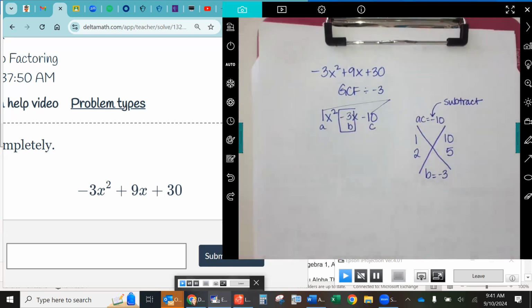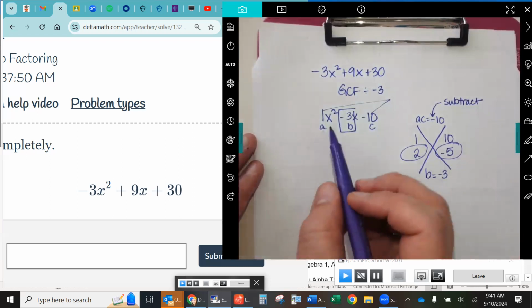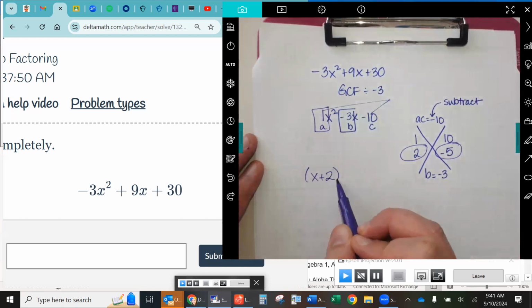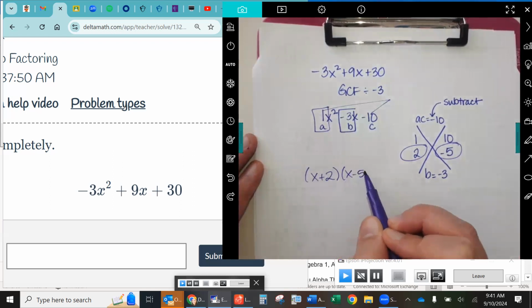What numbers? Okay, these 2 right here, 2 and 5. Where will I put the negative, on the 2 side or the 5 side? The 5. Remember, if you want to keep a negative, you got to put it on the bigger of the 2 numbers. Is my A a 1? I'm done. So it'll be an x plus 2 and an x minus 5.